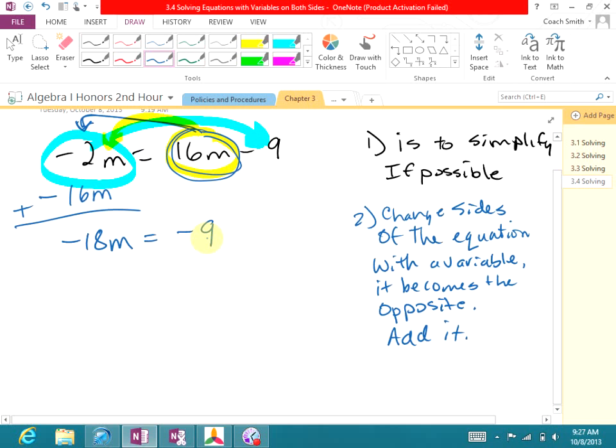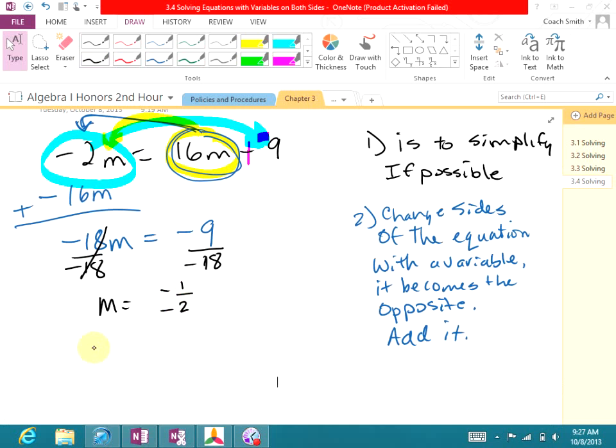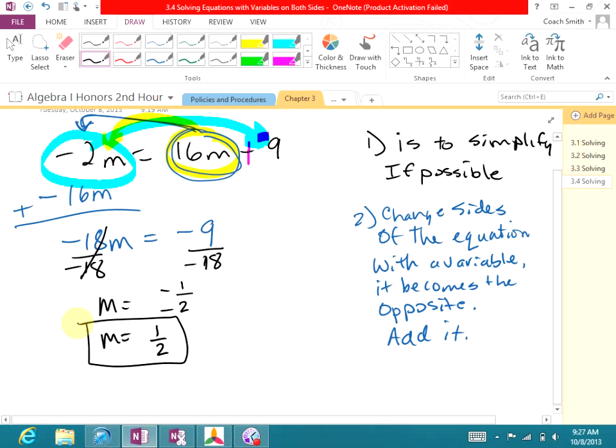Now, why is it negative 9? Larry? Yeah, because we had to change up here, we had to change that to plus a negative. That's why it's negative 9. Now, we solve this by dividing both sides by negative 18. It cancels over here, leaving me with m is equal to negative 1 over negative 2, which is m is equal to 1/2.